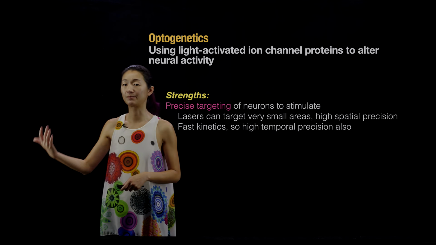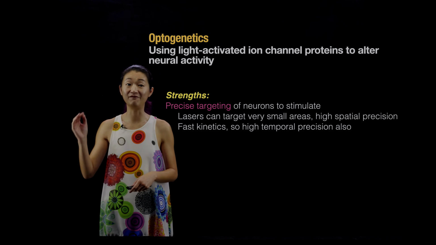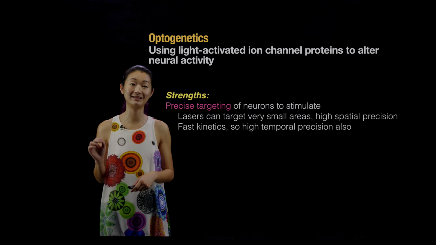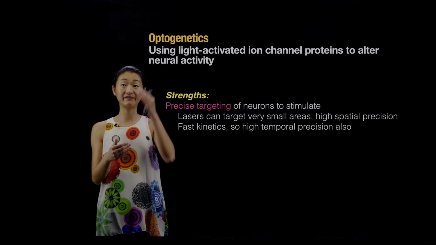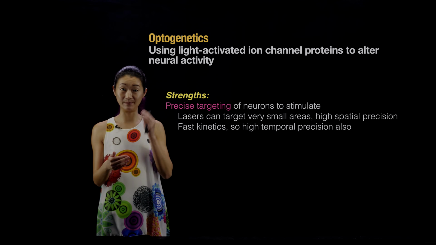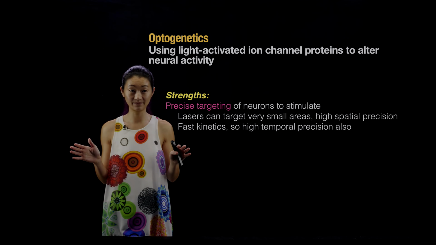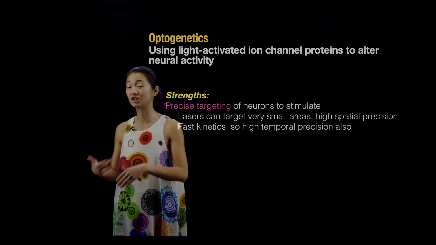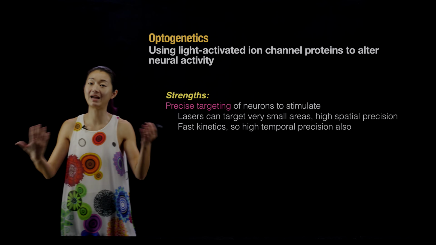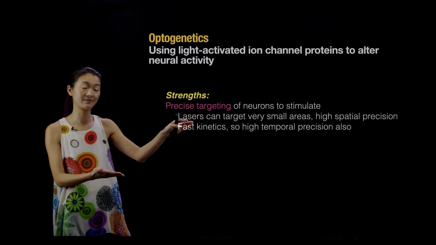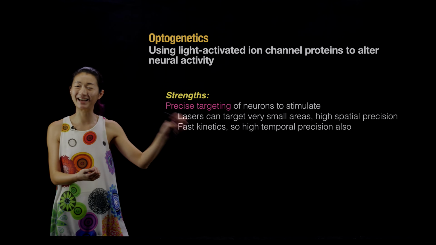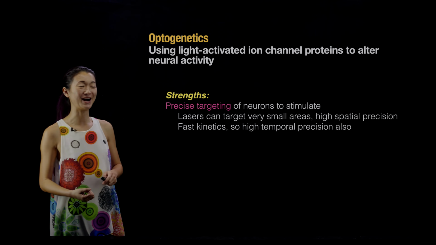Channelrhodopsin, as you saw in the previous slide, has very fast kinetics, very high temporal precision as well. When you shine the blue light, the cell immediately fires an action potential, and when you turn it off, it immediately shuts off. It's super duper fast. And so unlike GCaMP, there's not this lingering effect of things staying open for a while. It has fast kinetics, so you have high precision in space as well as high precision in time.